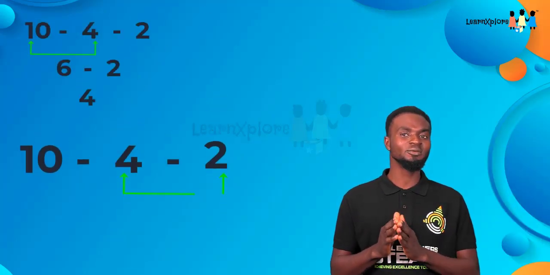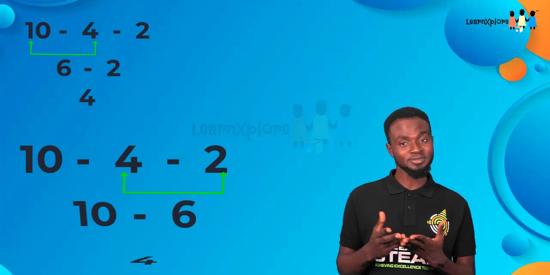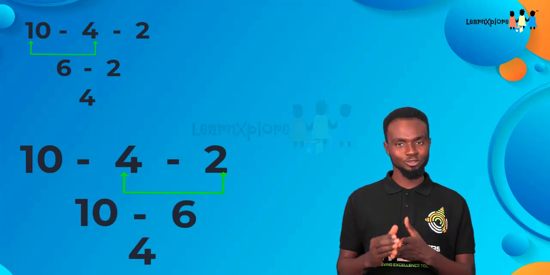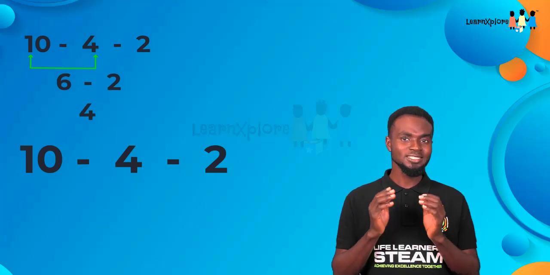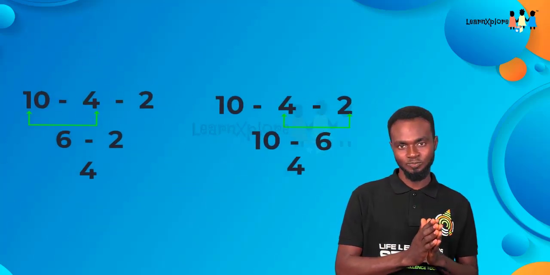You could also start from the last two, but it will give you something like -4 minus 2, and that's too high for this stage. So it's easier to start from the first two.